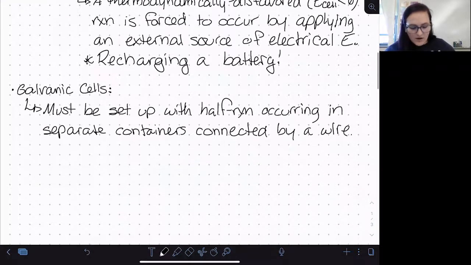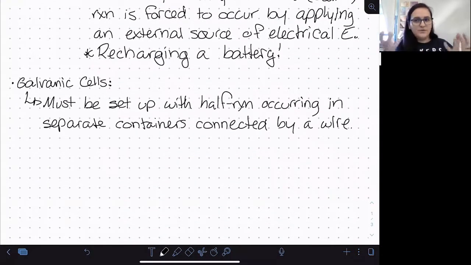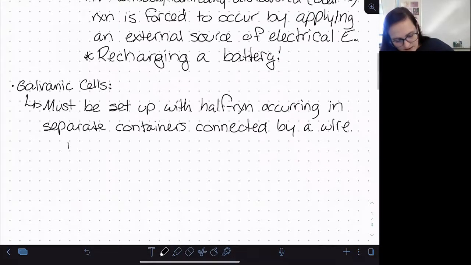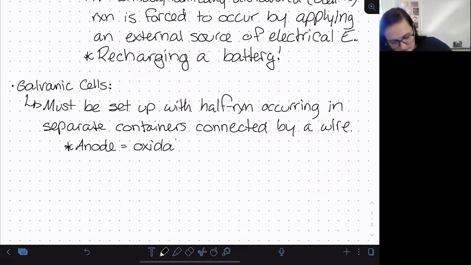So we have our half reactions set up in two different containers that are connected by a wire. These containers have names. The anode is where oxidation occurs. It's the oxidation site. And the cathode is where reduction occurs.